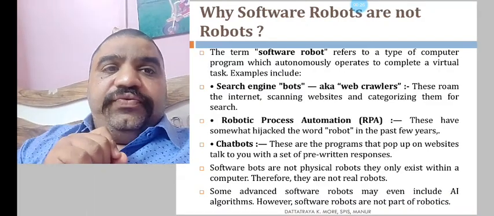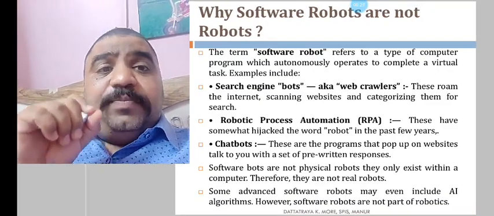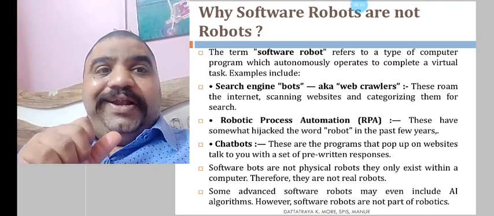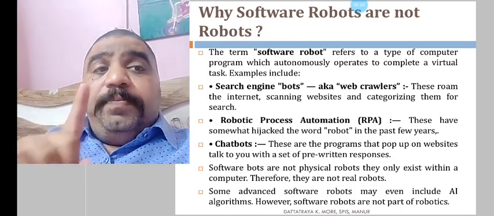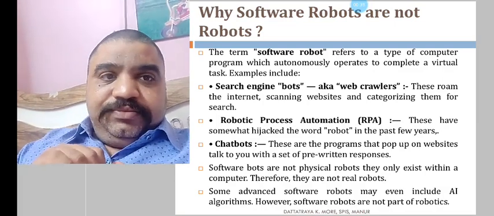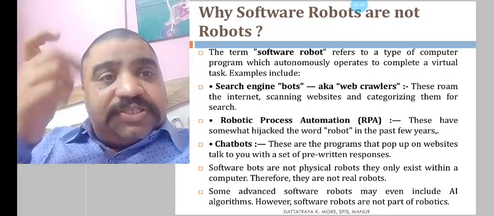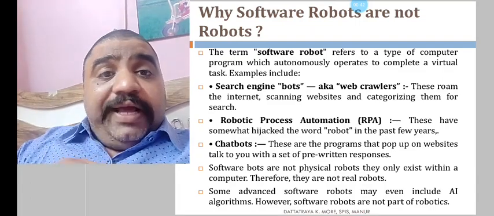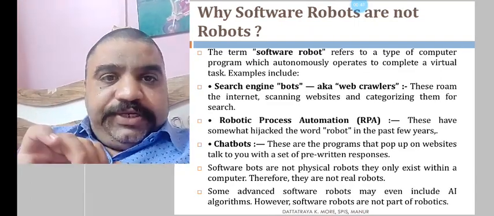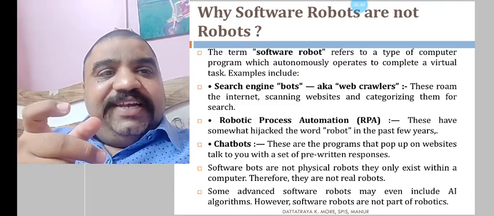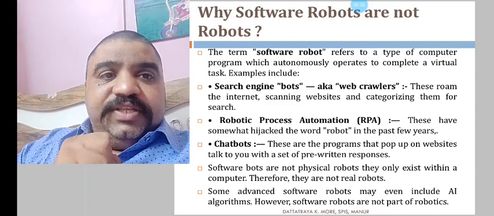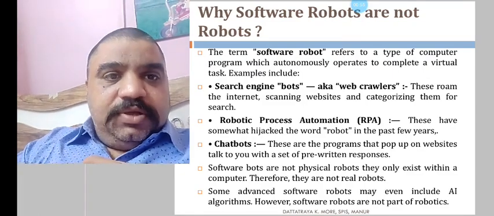The term software robot refers to a type of computer program which autonomously operates to complete virtual tasks. Examples: search engine bots, also called web crawlers. These roam the internet, scanning websites and categorizing them for search. This is called search engine bots.